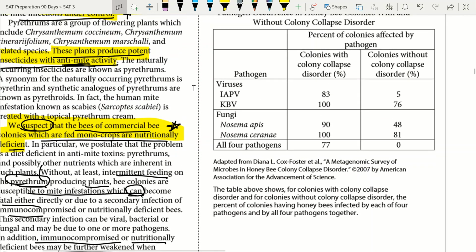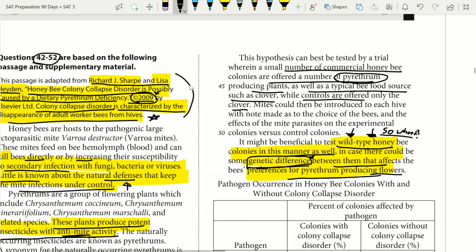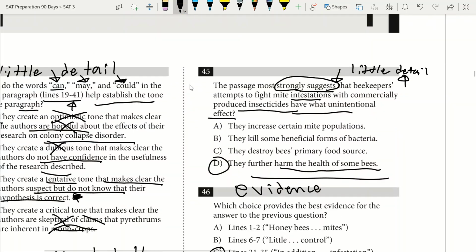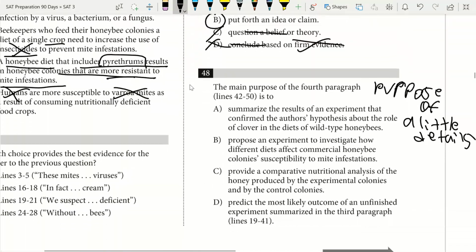All right, so that's 42 to 50. We're going to go find that real quick. That purpose, we're really describing our experiment in these lines, right? We talk about how we're going to have controls with clover. We're going to offer these bees pyrethrum-producing plants as well as clover. Talking about mites, right, and how we're going to introduce them into the population and note their effect. So really touching on that experimental design there. So I'm going to look for an answer choice that has that.